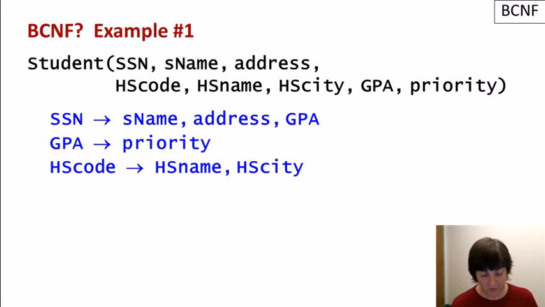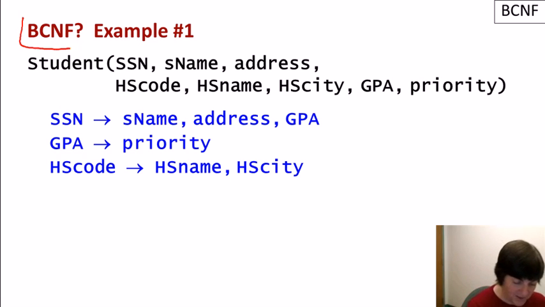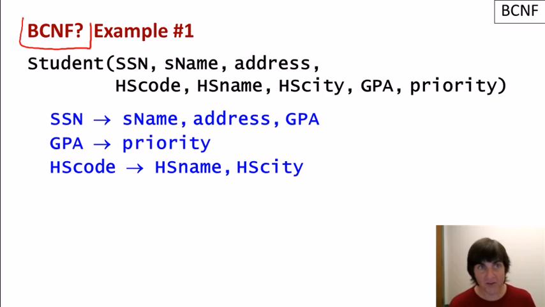So far, things have been pretty abstract. Let's try to get a bit more concrete here. Let's look at two examples and determine if those examples are in BCNF. So remember, to determine if something is in BCNF, we need the relational schema and a set of functional dependencies.